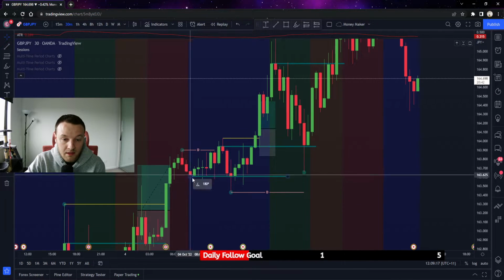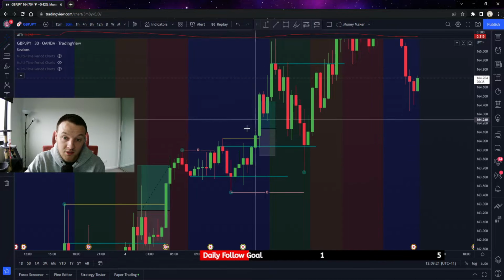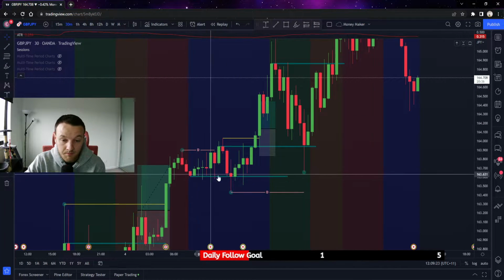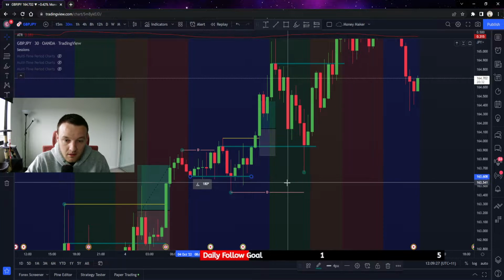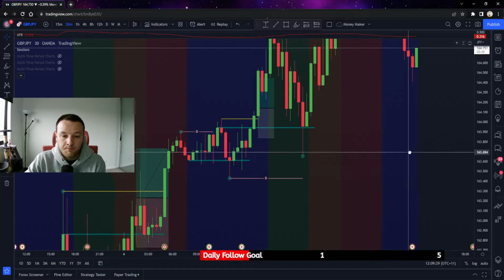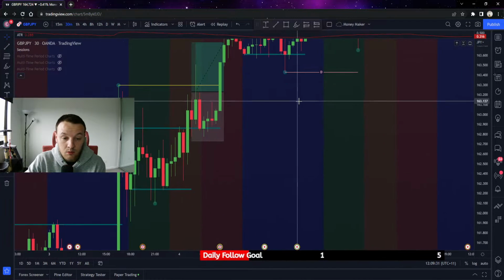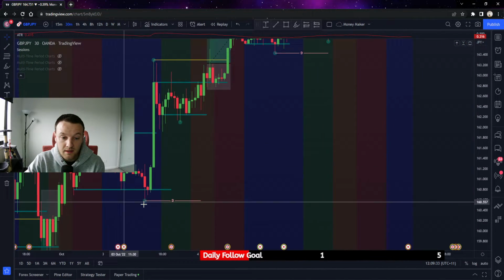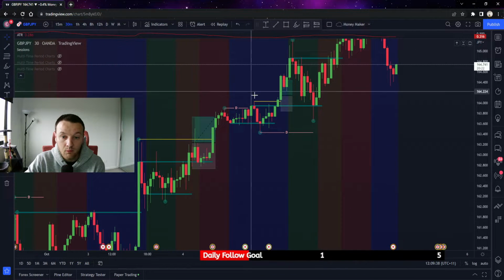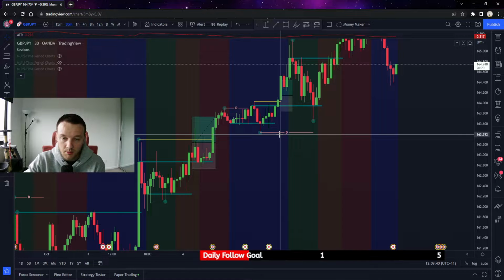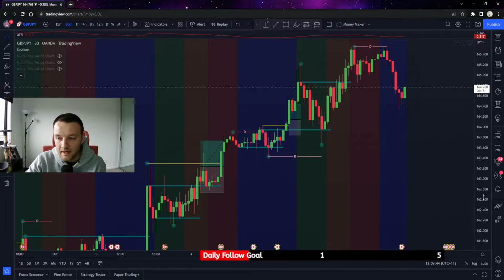You can see we made a solid support here as a base going into pre-London, which is what I've marked out there as well. We also made a new daily low, which respected the previous daily low. The previous daily low is here, then we made a new daily low and started pushing up, continuing that uptrend for the daily.